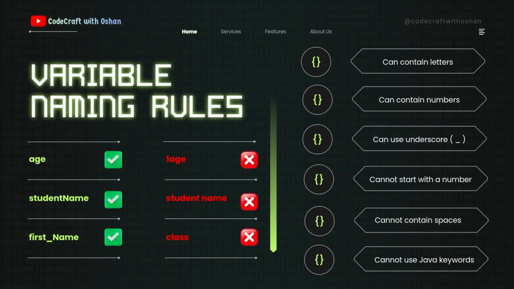There are a few rules for naming a variable. You can use letters, numbers, and underscores, but the name cannot start with a number, cannot have spaces, and cannot be a word that Java already uses, like int or class. Follow these rules and you won't get any errors.